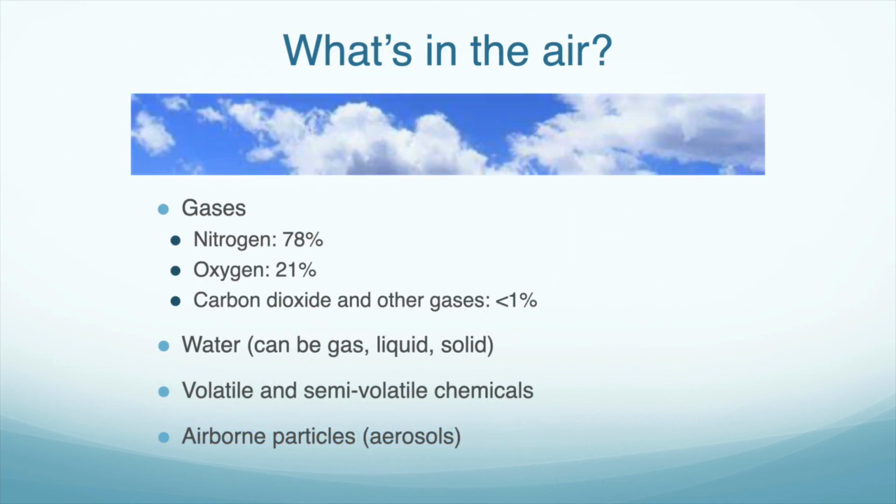So what's in the air that we breathe? Air is predominantly made of gases, about 78% nitrogen, 21% oxygen, and carbon dioxide and other gases make up a mixture of less than 1%. The rest is made up of water, which can be in any state, gas, liquid, or solid, volatile or semi-volatile chemicals, and airborne particles, also known as aerosols.